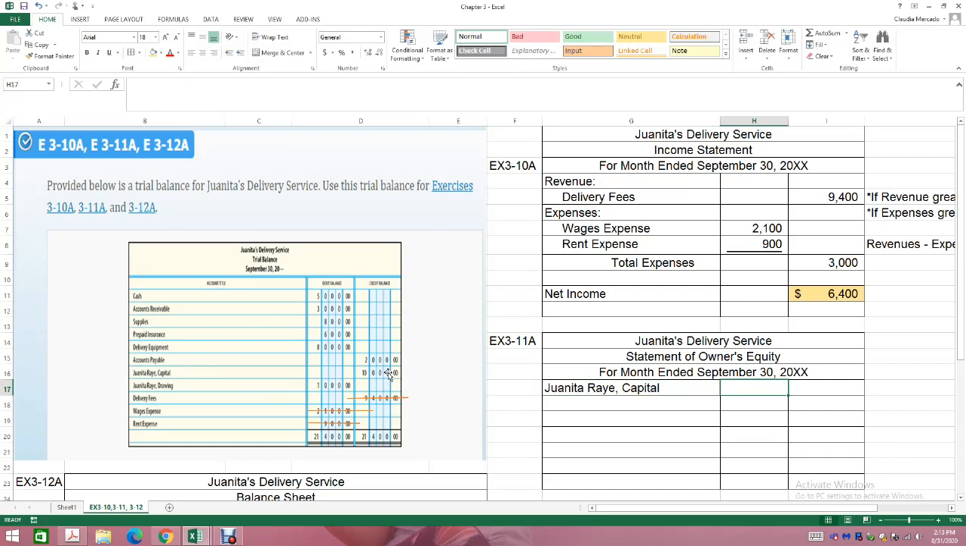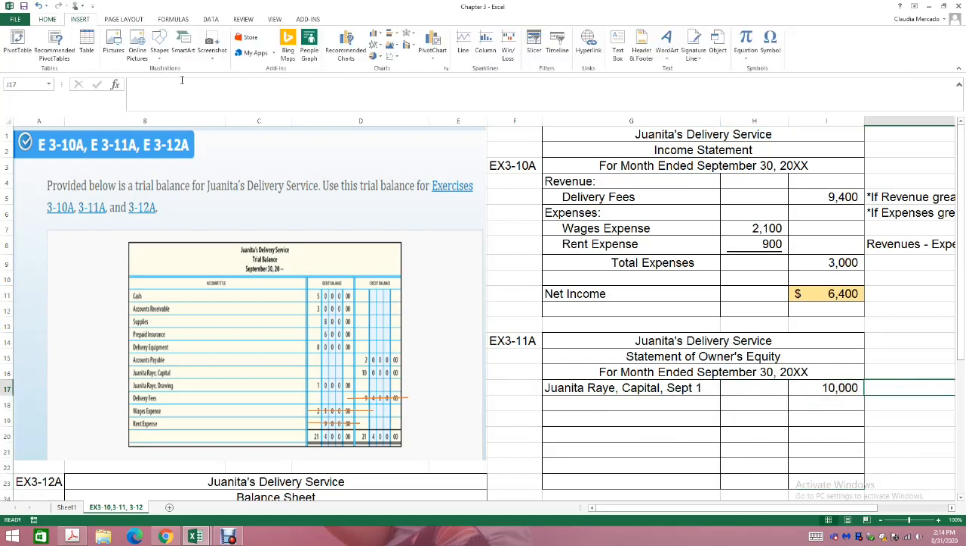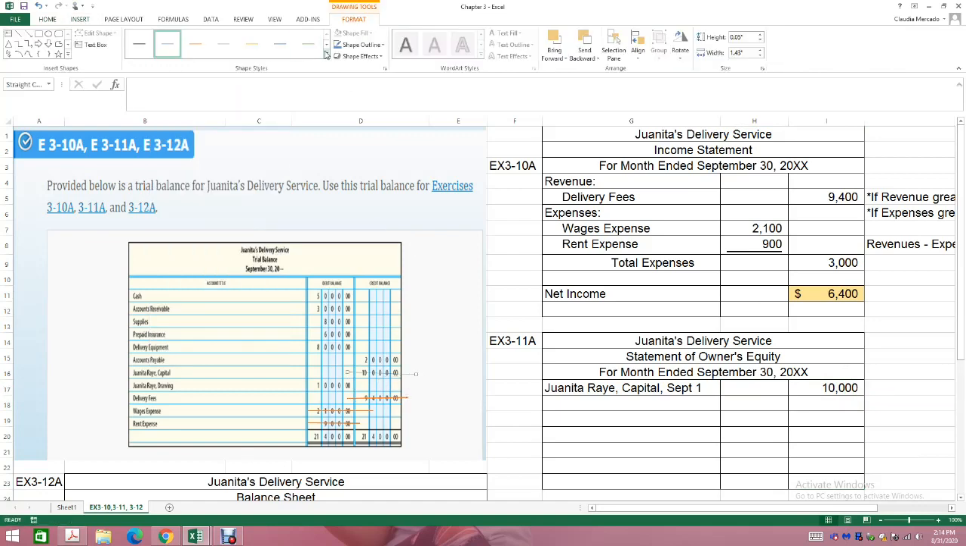So in this case, we have Juanita's capital balance, and this is as of the beginning of the period, okay? As of September the 1st. So this is the balance that we carried forward from the prior month, okay? And the balance we have is $10,000, okay? Okay, so let me mark that off because I've already used it.